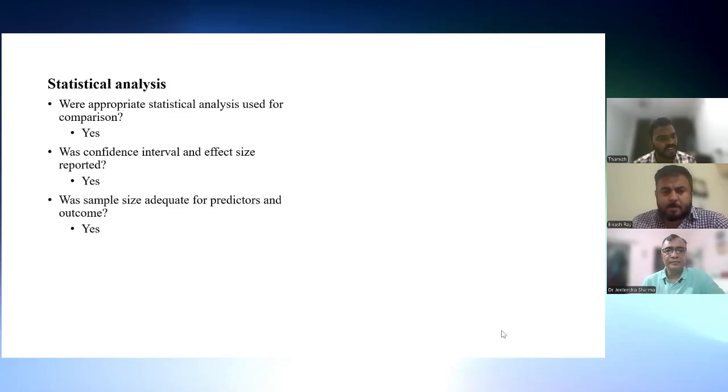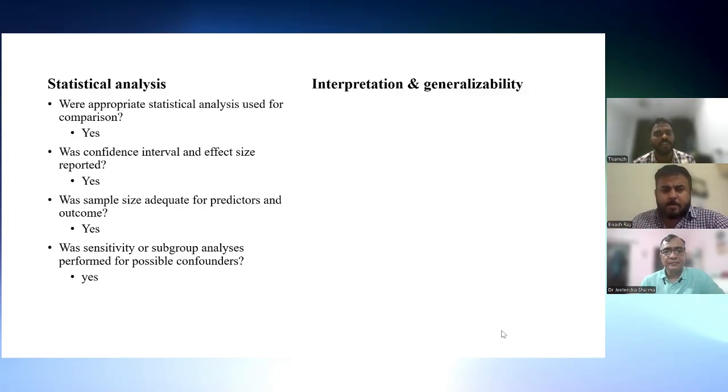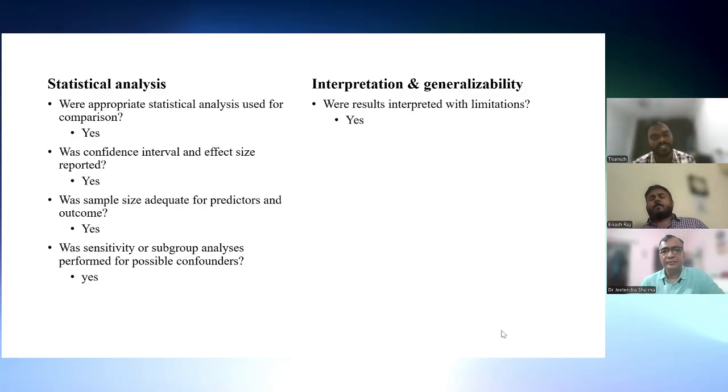Was the sample size adequate for the predictors and outcome? Yes, they used 14,000 patients. It is adequate. Was sensitivity analysis or subgroup analysis performed? Yes, we have seen both performed. So coming to interpretation and generalizability: were the results interpreted with limitations? Yes. They even said that since it is not a prospective study, they have included that in the limitations.